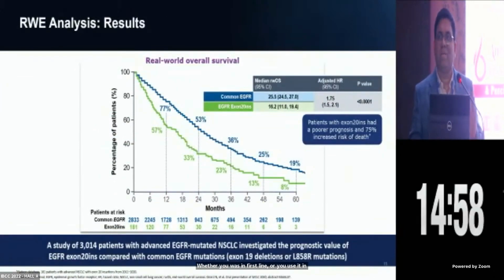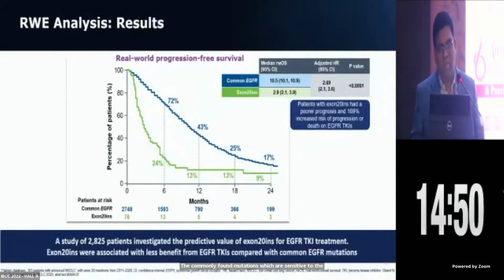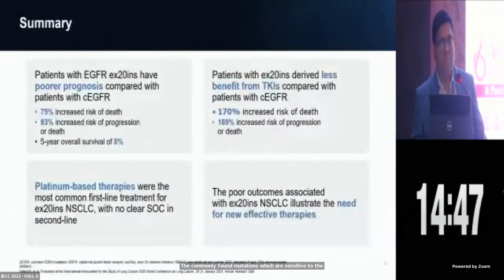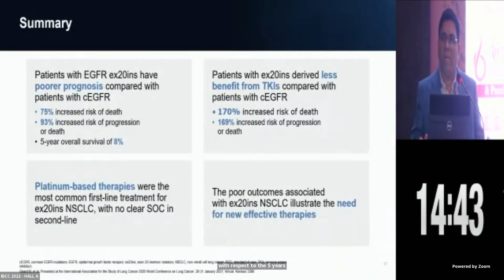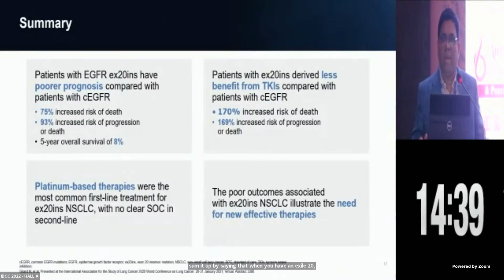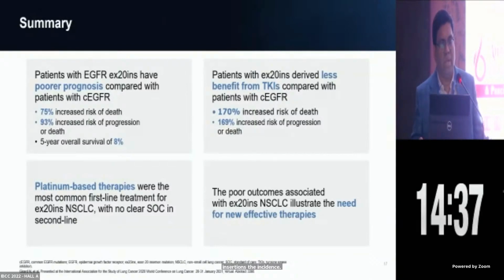This is the data just to show you how badly they behave with respect to the commonly found mutations which are sensitive to the routine TKIs which we give, both with respect to PFS and with respect to the 5-year survival rates. So we can sum it up by saying that when you have exon 20 insertions, the incidence is variable. It can be anywhere between 2 to 4%.